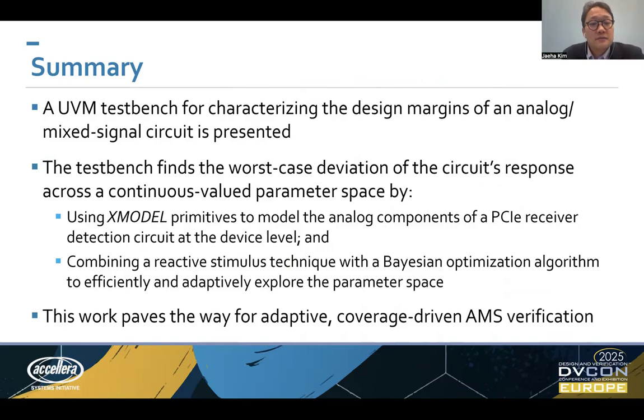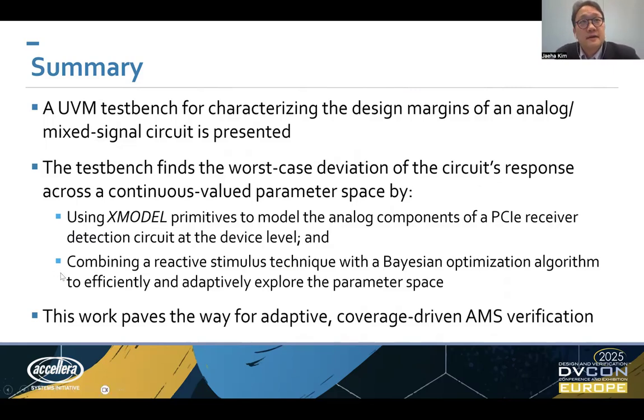In summary, I presented a UVM test bench that can characterize a design margin of an analog mixed signal circuit. This particular test bench finds the worst case deviation of some circuit response, for example, the oscillation count NP, across a continuous valued parameter space. We have 4 parameters that have a continuous range. To build the test bench, first we use the X model primitives to model the analog components in the circuit. We found that the circuit primitives of the X model are particularly useful in modeling this PCI-Express receiver detection circuit, which contains both the switchable current as well as the change in the R's and C's that affects the time constant of the oscillation that determines the oscillation period.